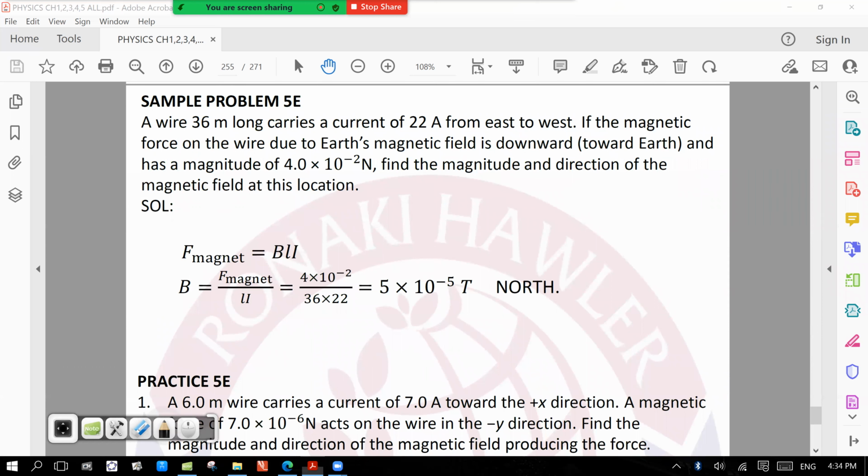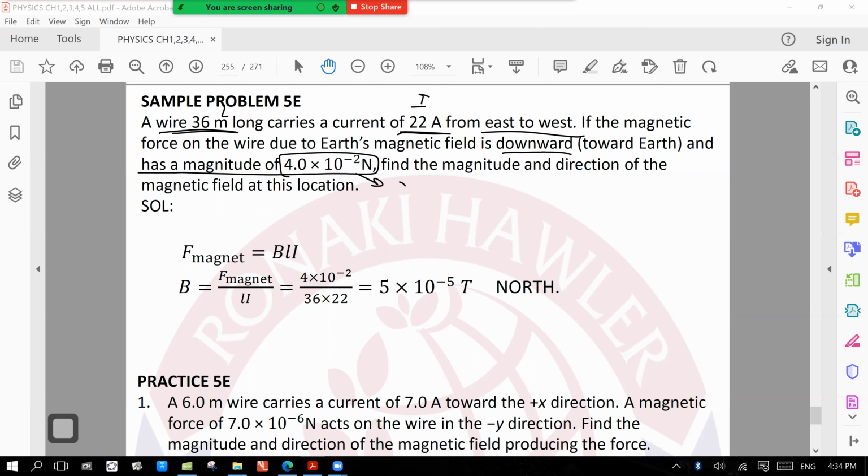We have this easy question. Let's just read it. 36 meter long wire carries a current. So this is the I, this is the L, and from the east to west, that's the direction. If the magnitude of the force on the wire due to the earth's magnetic field is downward toward the earth and has a magnitude of that force, so we already have the force, find the magnitude and direction of the magnetic field.